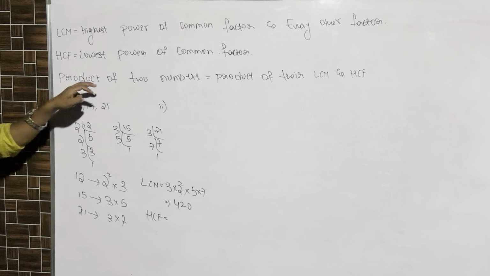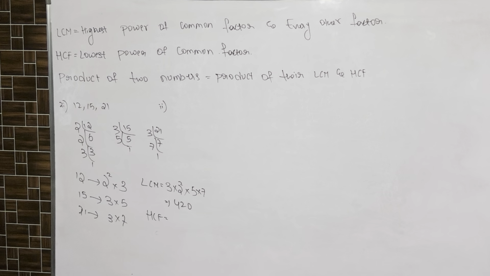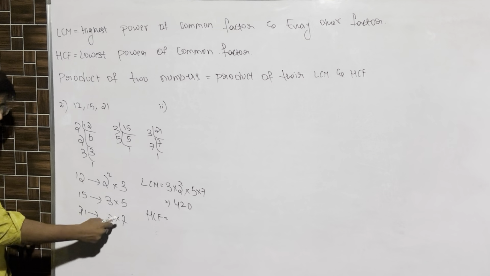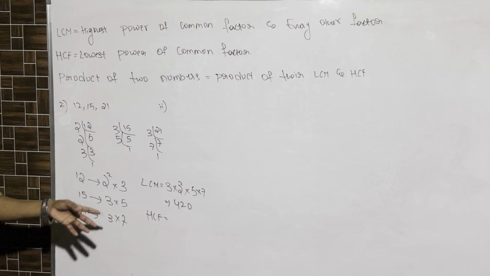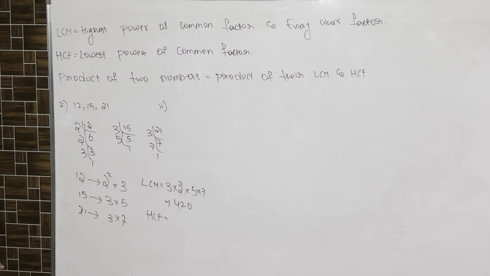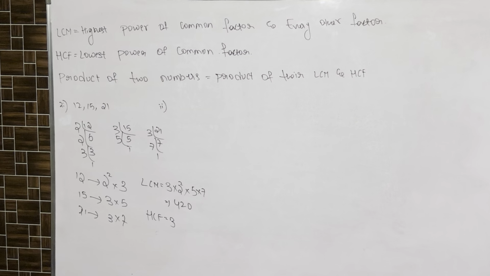HCF. For HCF we have to get the lowest power of the common factor. We only have to check common factors in case of HCF. Those which are not common, we need not worry about. What are the common ones? 3. For 3 also we have to take the lowest power. The lowest power, 3 itself is the lowest because the power is 1 in all the cases. That's why we will take only 3. 3 is the HCF.